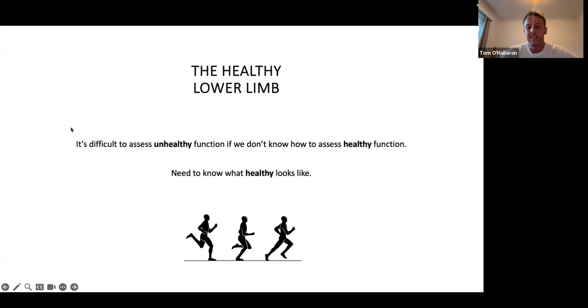In doing that, I needed to understand what healthy function was. Doing the Masters of Strength and Conditioning helped me understand how to take my lens away from pain and injury, and how to understand healthy function and performance. For me now, it's difficult to assess unhealthy or injured function if we don't know how to first assess what healthy function looks like. So I need to know what a functional lower limb looks like, so that I can get someone who's unhealthy or injured back towards that healthy state.